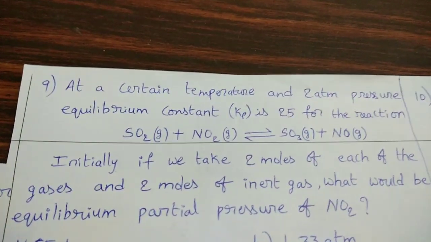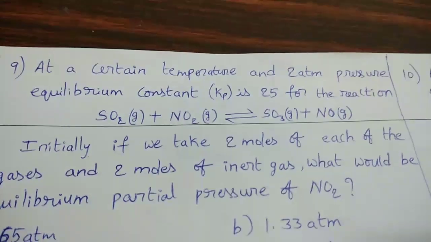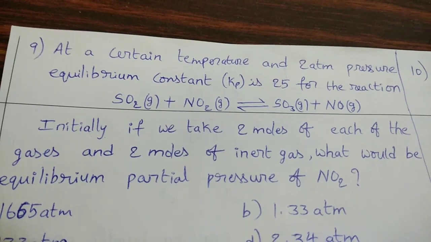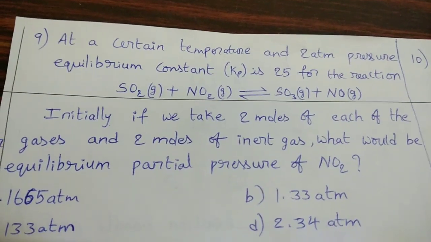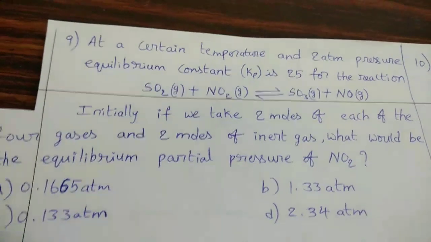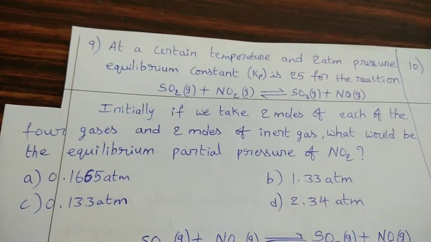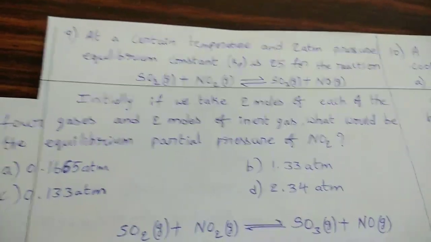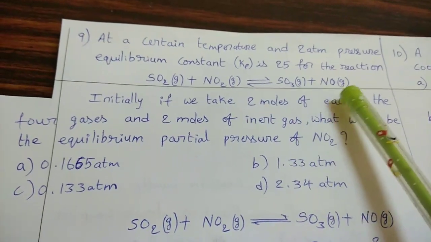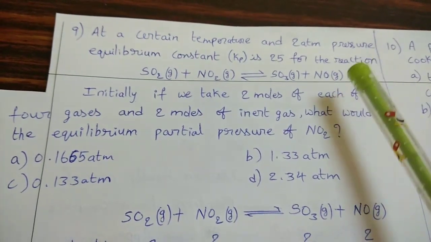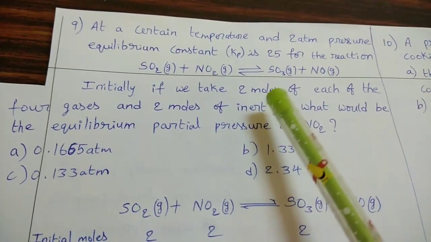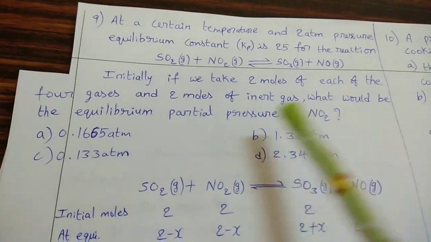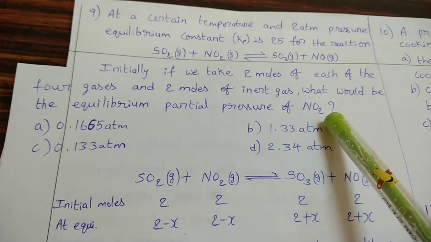At a certain temperature and 2 atmosphere pressure, the equilibrium constant Kp is 25 for the reaction SO2 plus NO2 gives rise to SO3 plus NO. Initially, if we take 2 moles of each of the 4 gases and 2 moles of inert gas, what would be the equilibrium partial pressure of NO2? All are present in the gaseous state, each one taken as 2 moles, and 2 moles of inert gas is also taken along with these 4 gases. Then we should find the equilibrium partial pressure of NO2.